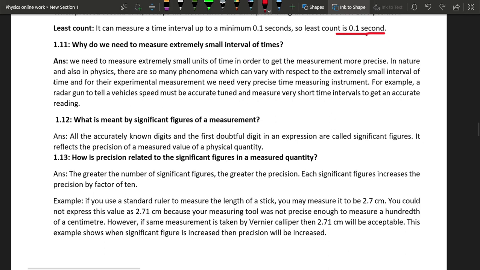So if we are measuring the speed of a jet fighter, as we know that it moves very fast, and if we want to know its exact location, we want a measurement in a very small time interval. There are a lot of other phenomena in which we need to measure extremely small intervals of time. This is one of the examples.